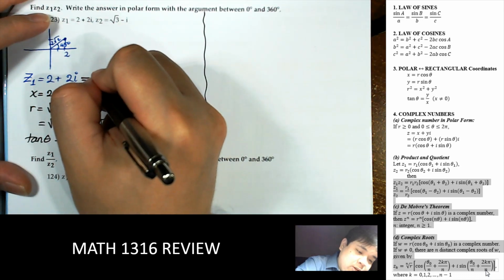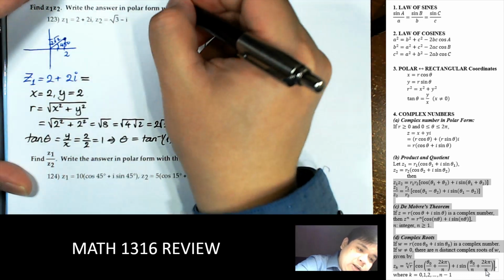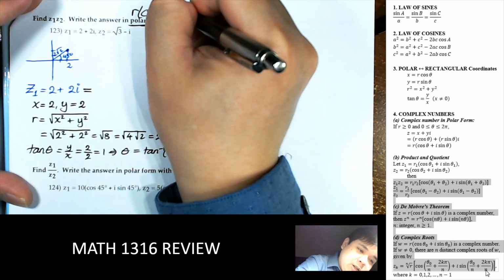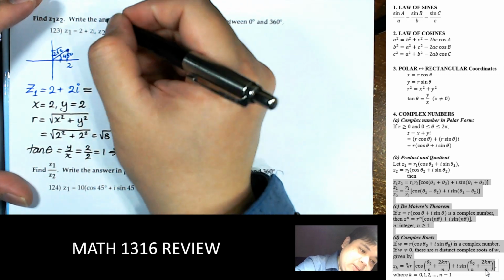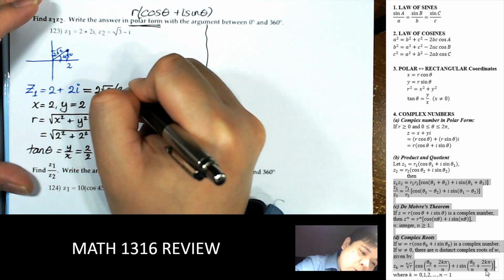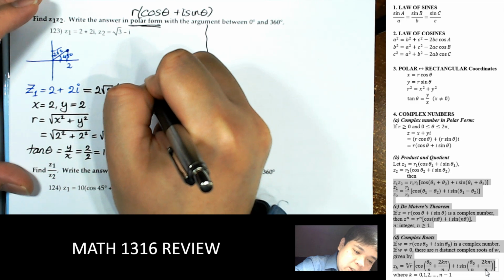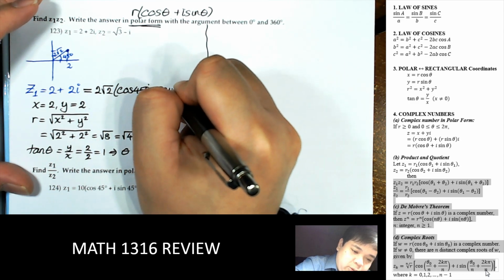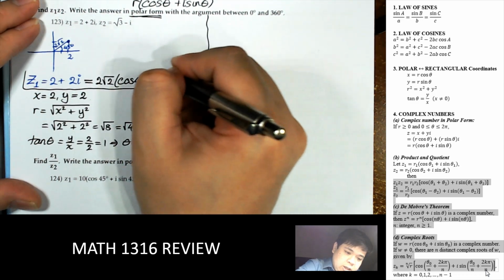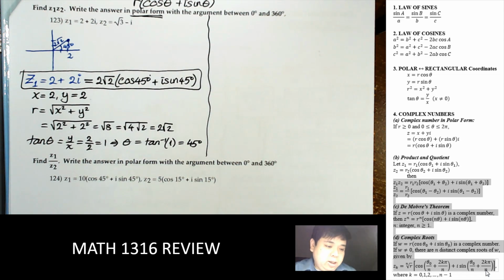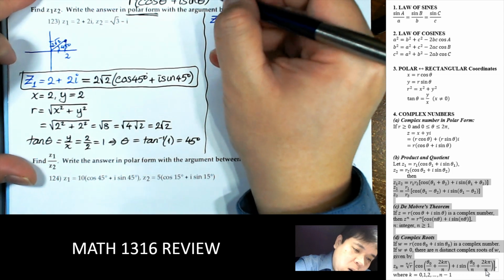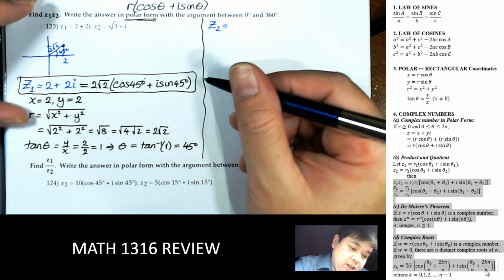We're going to write in the polar form, r cosine theta plus I sine of theta, or 2 square root of 2 cosine of 45 degrees plus I sine of 45 degrees. Right, so that is z1. We do the same thing to find z2. When we have this, the multiplication will be very easy.